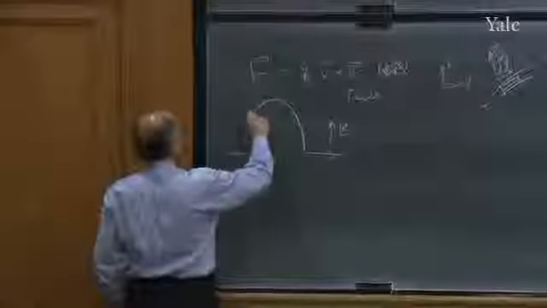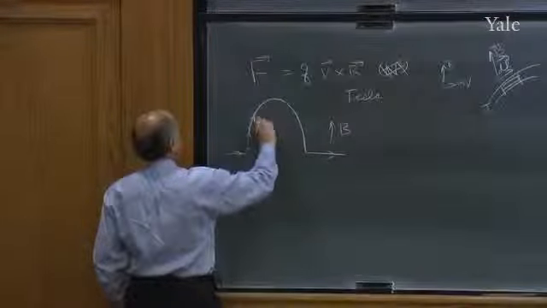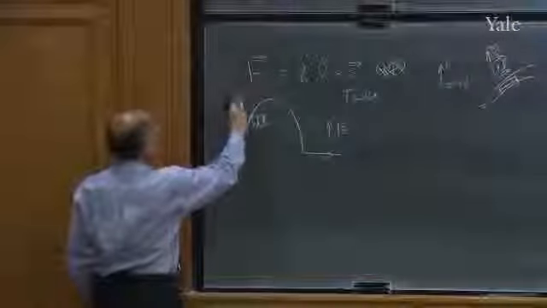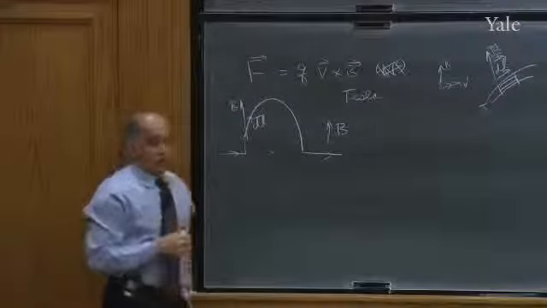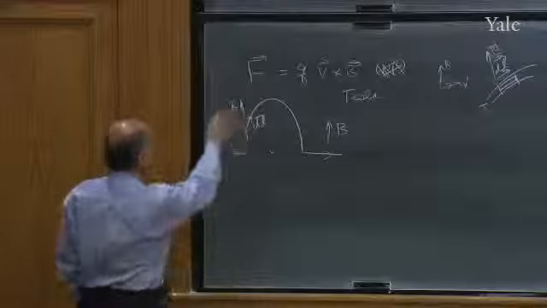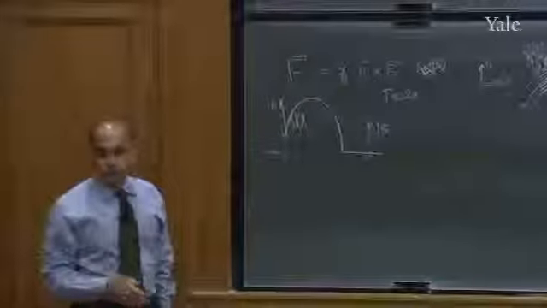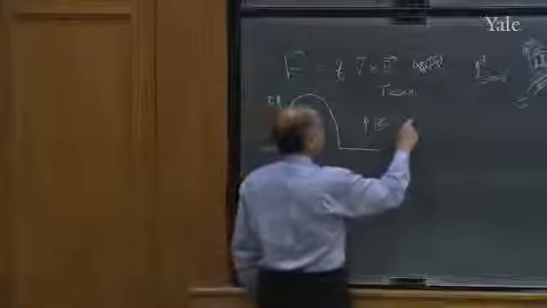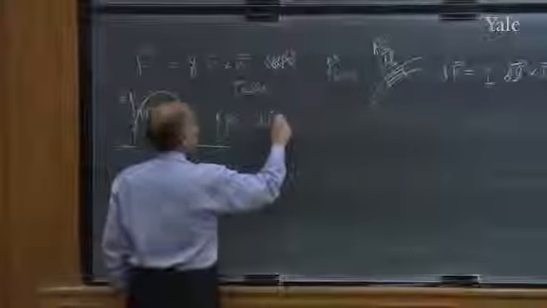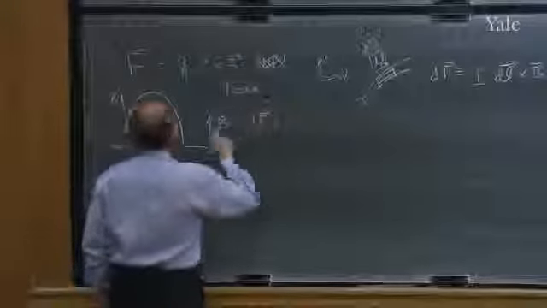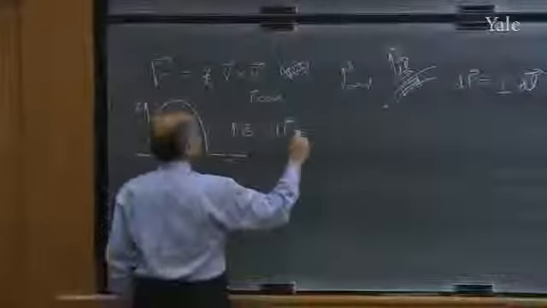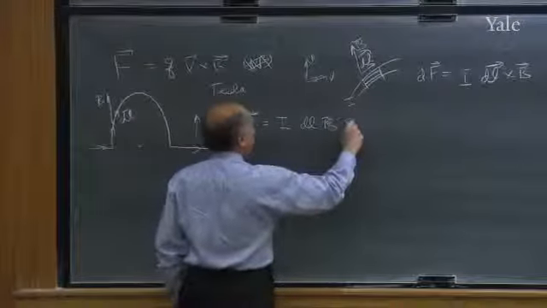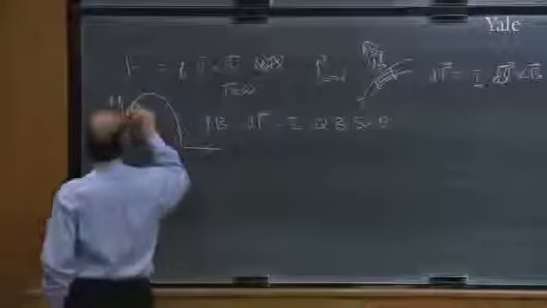So take a segment here, if you like. That's the segment dl, and that is the B. Turn a screwdriver from dl to B, and it's coming out of the blackboard. B is assumed to be uniform and in the plane of the blackboard. So let's now compute the contribution from this segment. I'm going to ignore the vector nature because it's coming out of the board. I already know that. So there is the current, then there is the dl, then there is the B, and there is the sine of the angle between these two.